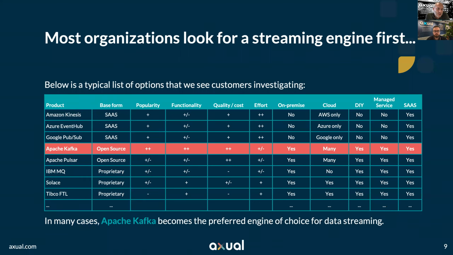And what we see in practice is that, well, there's a big engineering effort involved. So people like engineering tools. Apache Kafka has really a nice set of properties. It's really popular. It has tremendously good functionality. Quality over cost is a very positive ratio, and it's proven in many different environments. So what we see, I think, in 2/3 or maybe even 3/4 of all the considerations, is that Apache Kafka is chosen as the preferred engine for data streaming.